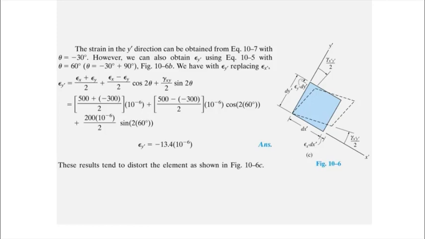For the y direction, as I've said before, you do not need to memorize a special equation for y. You just change the angle. So theta is now 60 degrees. Okay, theta is 60 degrees instead of 30 degrees clockwise. It is going counterclockwise. And so we get strain x prime as a negative value, meaning the x prime side will be contracting. So you have a contraction over there by an amount. Okay.